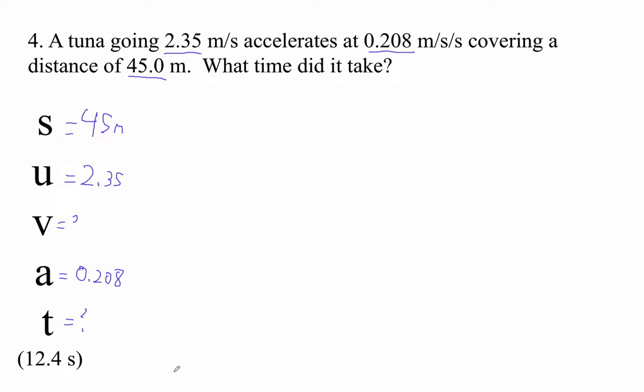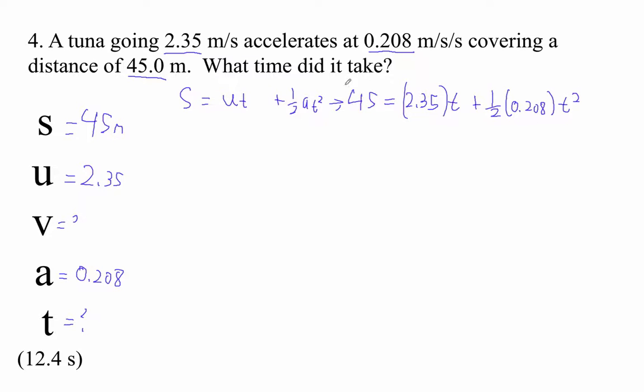Okay. Now this one's also tricky. I'm going to recommend that we don't do it using no v, because that'll be quadratic. No v is this guy. Right. This leads to 45 equals 2.35 times t, which we're trying to solve for, plus 1/2 0.208 t squared. Now, if you look at this expression in the box, notice that it has t to the 0, t to the 1, t to the 2.